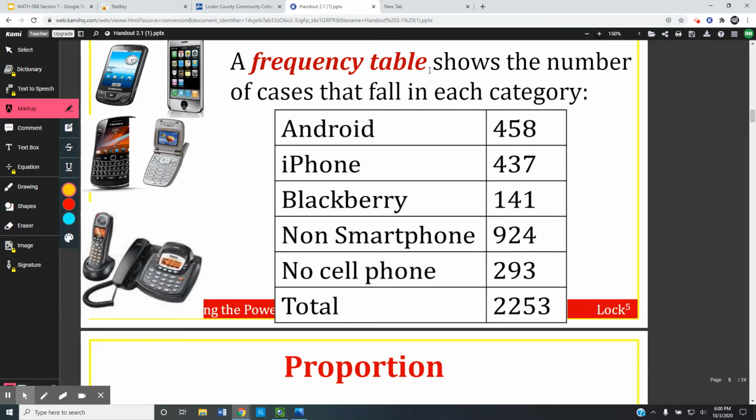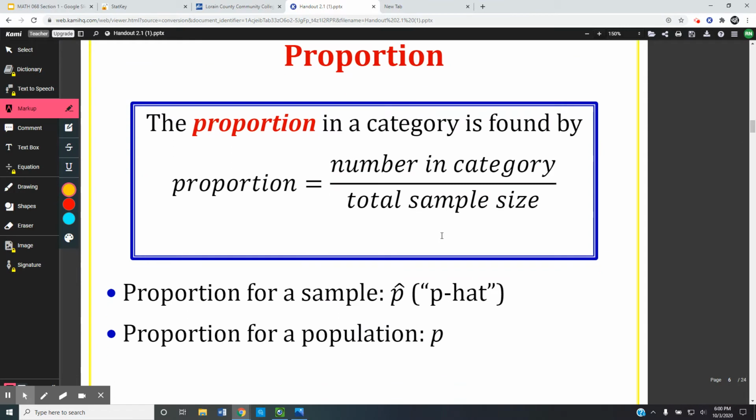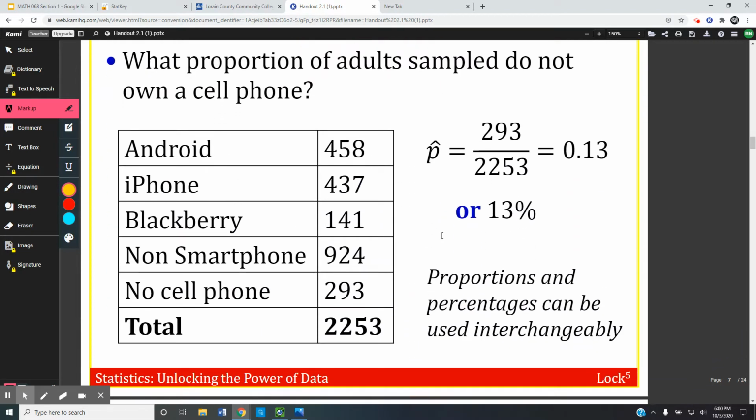Now, if we take that frequency table and we turn it into a proportion, that is a p-hat value, as you see stated below, for a sample. For a population proportion, it's p. The proportion of a category is found by taking the number in the category and dividing it by the total sample size. For example, if we wanted to calculate the proportion of no cell phone users, that would be a p-hat, because that is the proportion of a sample. 293 out of 2253 would return 0.13, or approximately 13%.